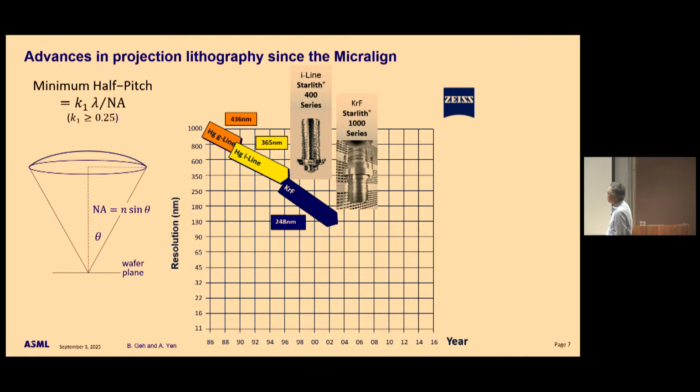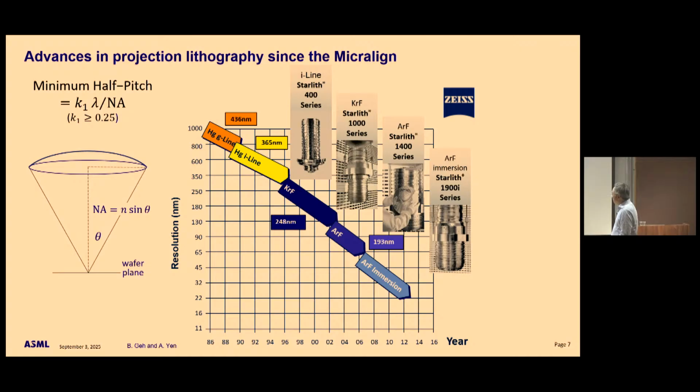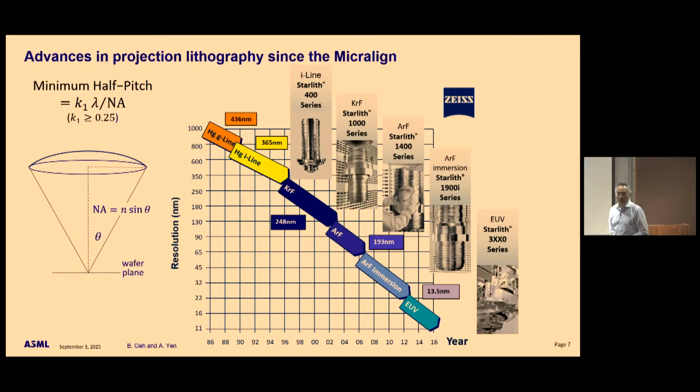And then, of course, later, KrF lithography with excimer laser, reliable excimer laser, became available. And then, of course, after that was the ArF excimer laser at 193, and immersion 193 with water, so the effective wavelength became 144, okay? And then, of course, we have EUV lithography. EUV lithography took a long time to develop.